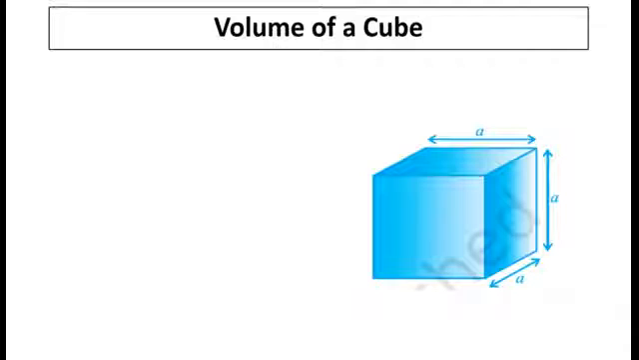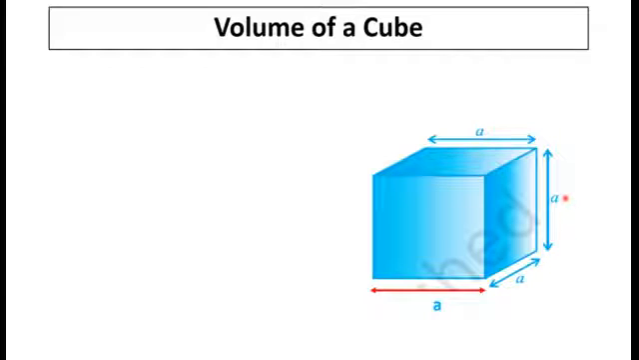Volume of a cube. In the figure, a cube has been shown. For this cube, the side is A. If one side is A, it means all sides are A. So if this is the length A of the cube, A will also be the breadth of the cube, and A will also be the height of the cube.